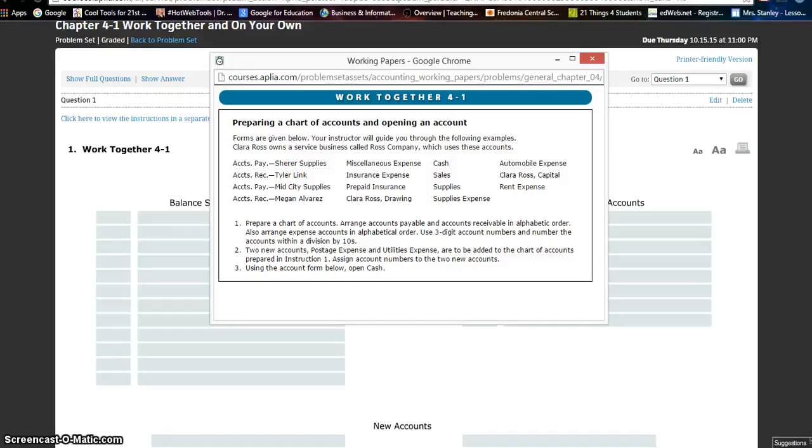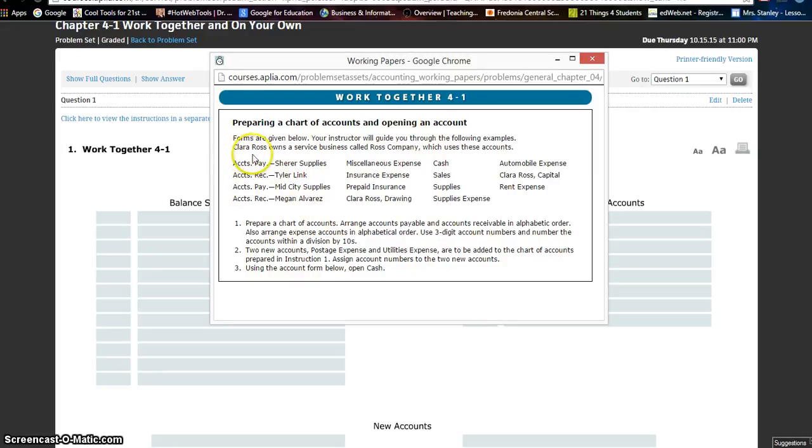In Chapter 4, we're going to learn how to prepare a chart of accounts, open an account, and then post from our general journal to our individual ledgers. So here's the instructions for 4-1 of the work together. Here's all of our different account names.